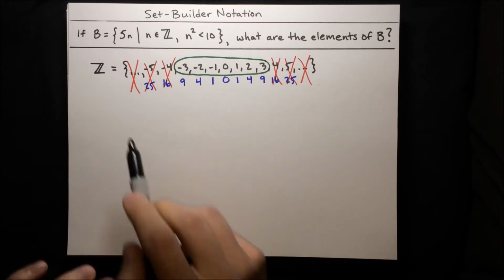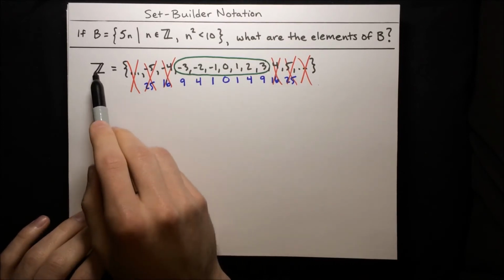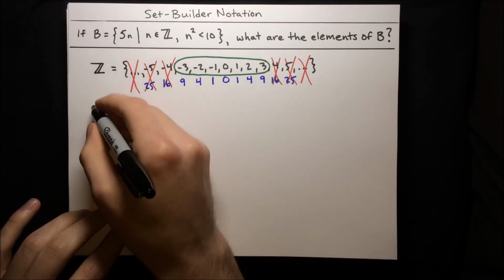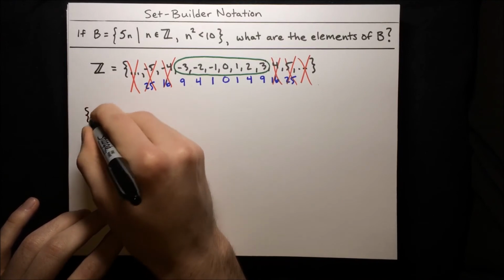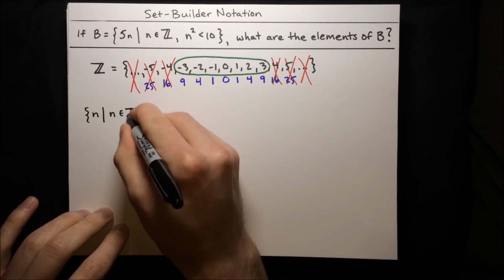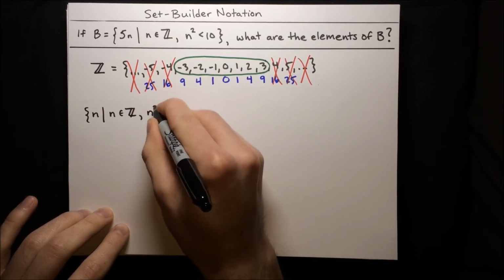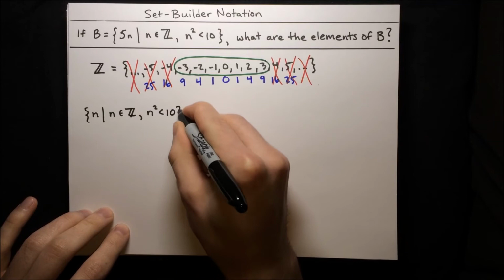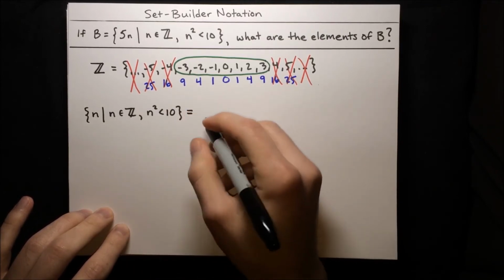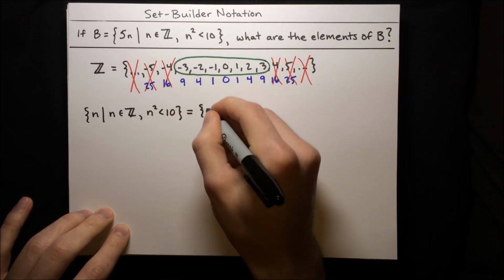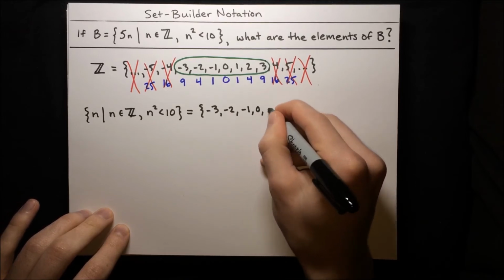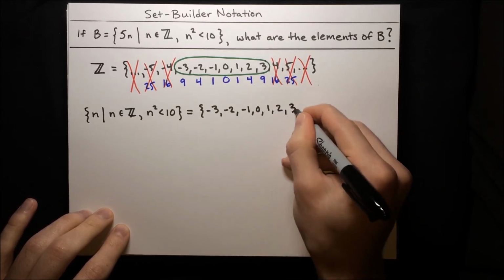So let's write down our finding. Because we've adjusted this set, it's no longer just the set of integers. We've eliminated a whole lot of elements from it. Let's write down what we have. So what we have is the set of n such that n is in the set of integers and n squared is less than 10. We removed all the elements which don't satisfy this criteria. And the result is that we just have -3, -2, -1, 0, 1, 2, 3.